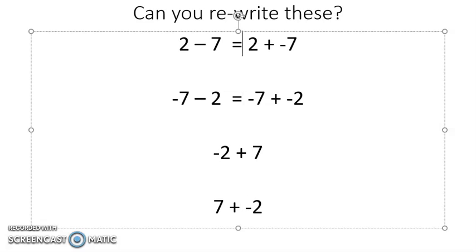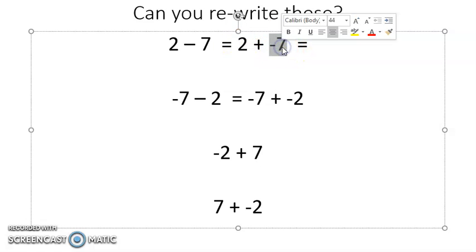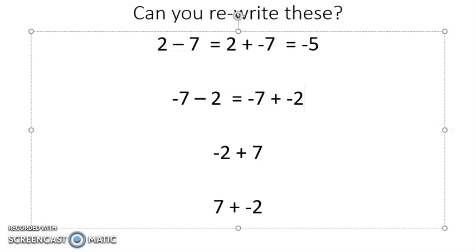Now, once they're addition problems, let's go back and solve them. Remember, we learned on Tuesday, same sign, add and keep, different sign, subtract. So we're going to look at the signs. This is a positive. This is a negative. They are different signs. So we're going to subtract. 7 take away 2 is 5, and it's going to be a -5.